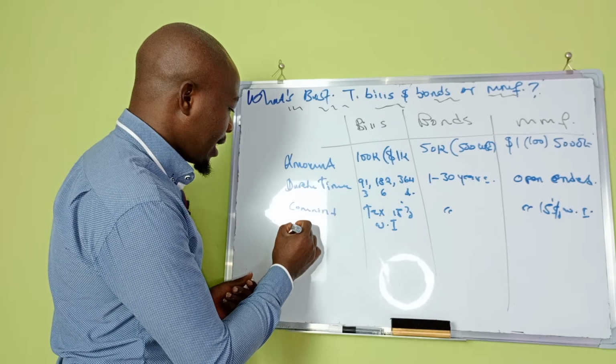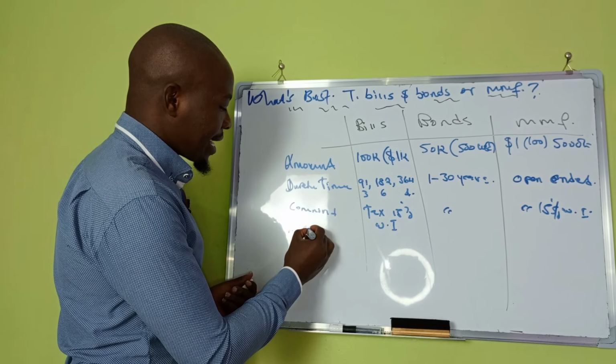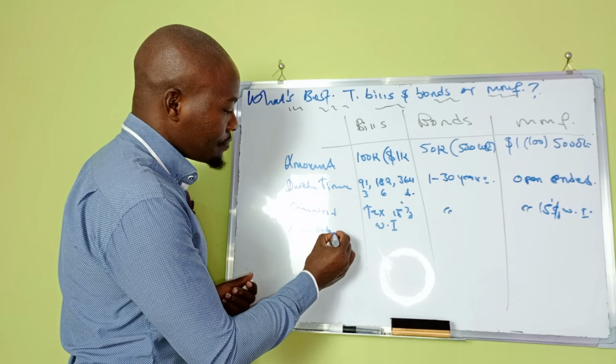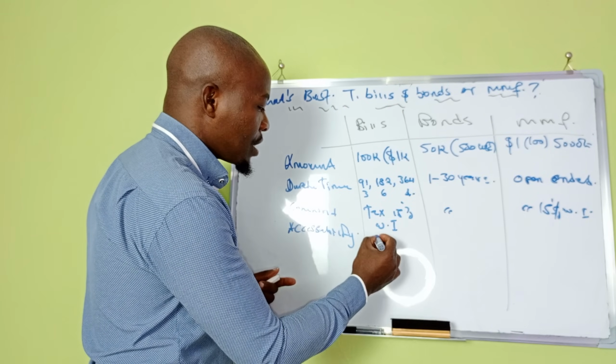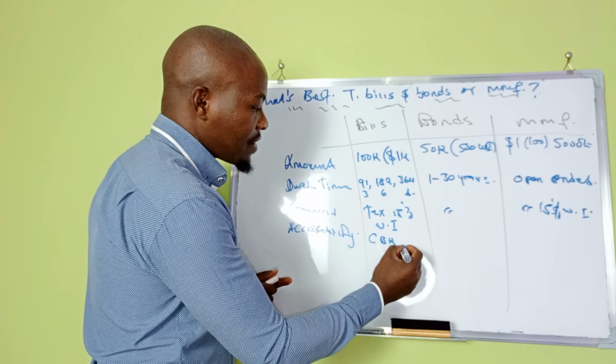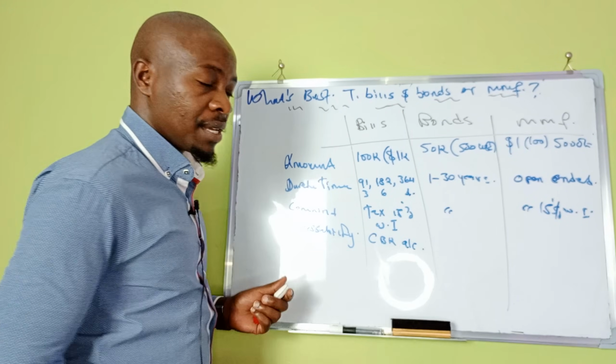It depends, again, on the account, or should I say accessibility. How accessible are these? For this one, you need to have a CBK operated account.